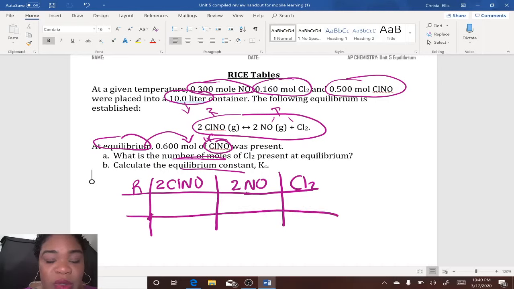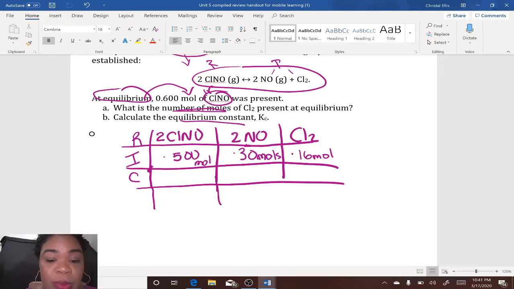So what goes into our ICE table? Units such as atm, molar concentration, or moles. In this case, we're working with moles. And initially, we had 0.5 moles of ClNO, and NO, we had 0.3 moles, and Cl2, we had 0.16 moles. For change, we do not know that yet.